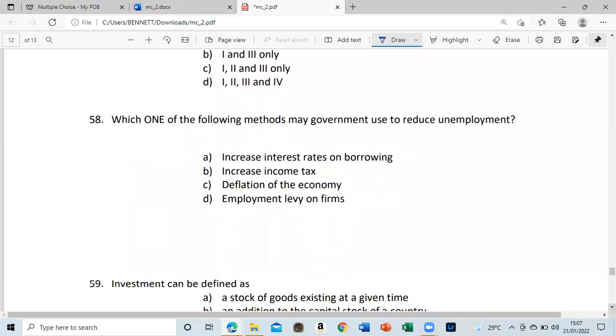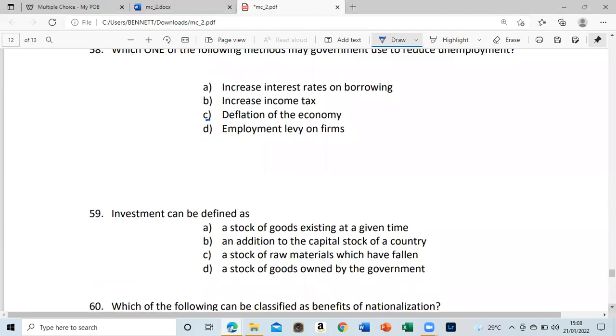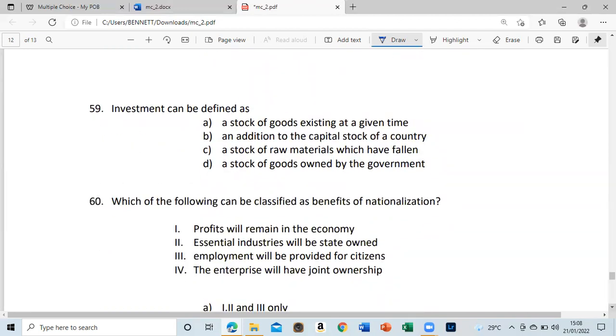Let's move on to 58. Which of the following methods may government use to reduce unemployment? Is it A, increase rates on foreign goods, B, increase income tax, C, deflation of the economy, or D, the employment levy on firms? And it's definitely C, deflation of the economy. I pray for everybody's economy in whatever country you are, and that you will be able to earn money. Alright, let's move on to 59.